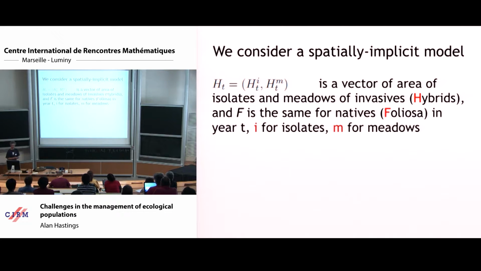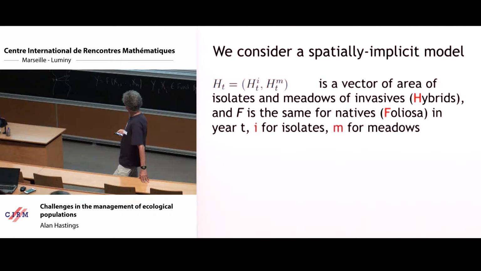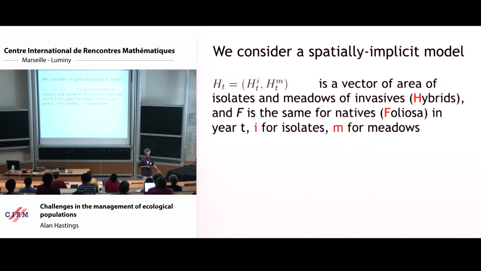And we'll touch on robustness, et cetera, because you might say, gee, it looked like it was heavily invaded. So we have a vector of area of isolates and meadows of the invasive. H stands for hybrid, for invasive. The I superscript stands for isolates, and the M superscript stands for meadows. We just restrict to two classes. And maybe you could think of that as a column vector, as it really is.